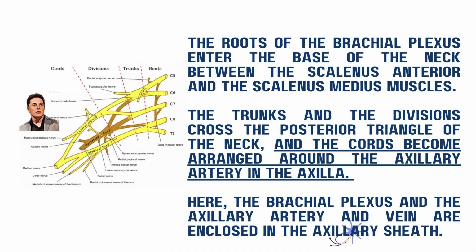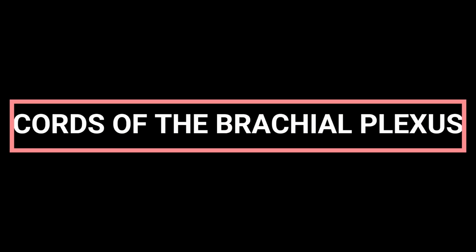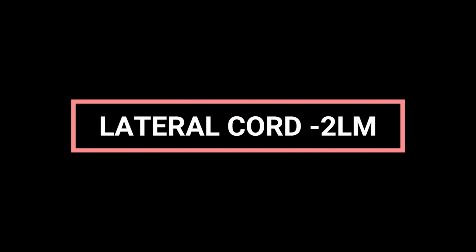If we talk about the cords of the brachial plexus, there are three cords: lateral cord, medial cord, and posterior cord. In this video we are going to discuss the main branches of the lateral and the medial cord, and in the next video we are going to talk about the posterior cord.